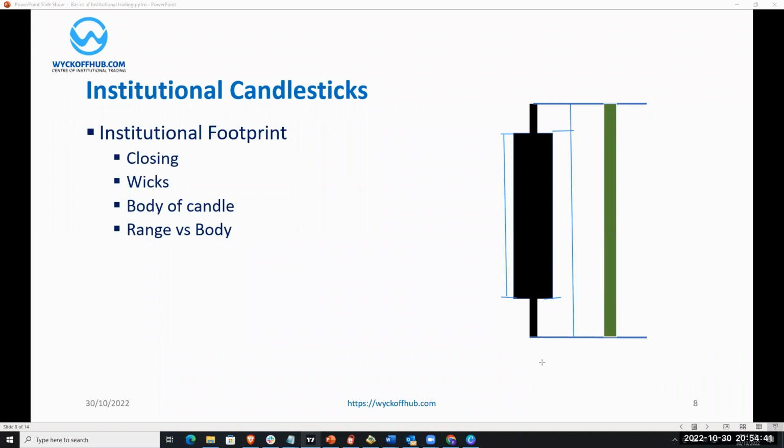When the body is 60% or more of the range of the candle, we call this a power candle. A power candle signifies that institutions like to continue, or institutions are very active in the trading, and that's why they're either pushing the prices higher or pushing the prices lower.